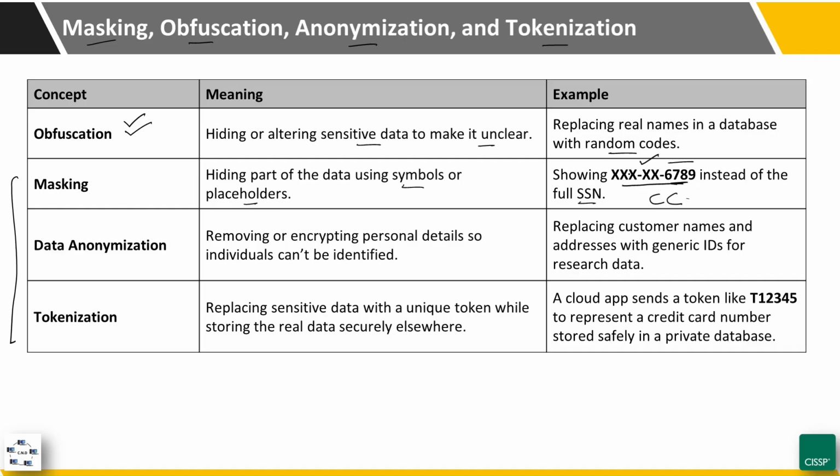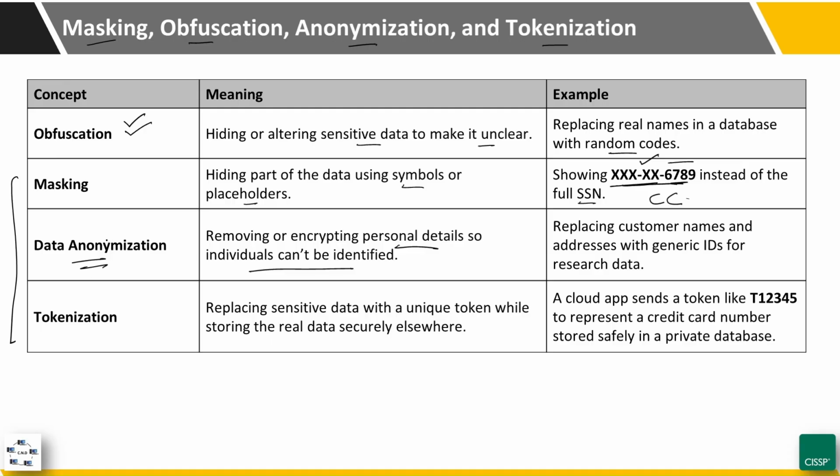So masking is to mask some part of the private data and showing the rest, so that you can make sense of the data, but similarly not disclose the whole data. Next is data anonymization, and it is removing or encrypting personal details so individuals cannot be identified.